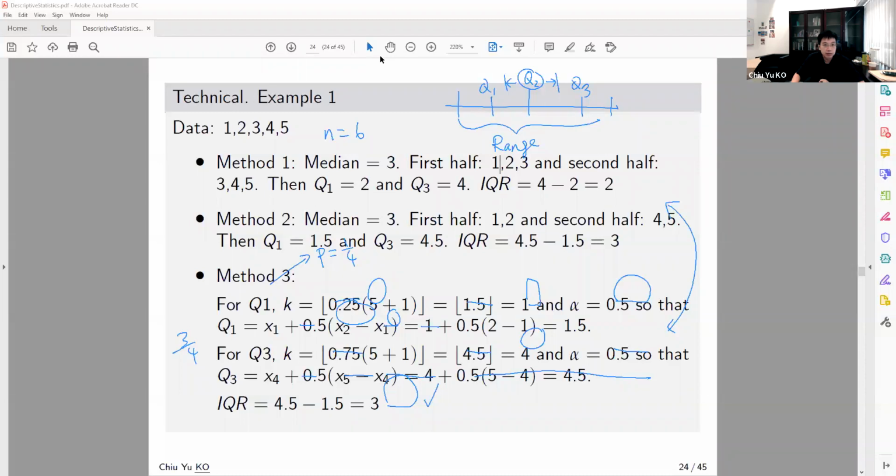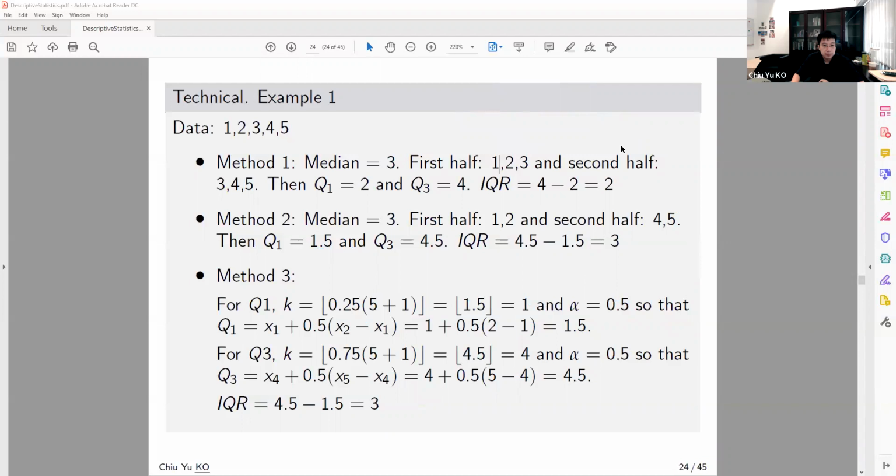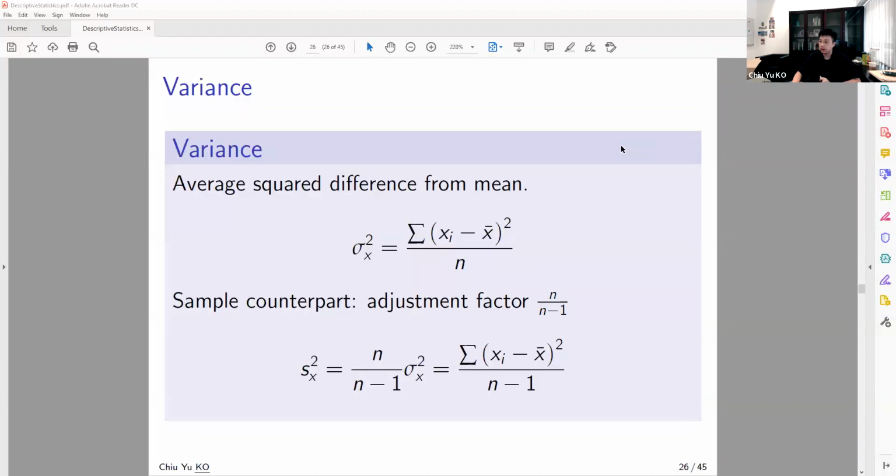So let's clear the board. If there's no problem, we talk about something very easy to calculate. It's called the variance, and its friend, the standard deviation.